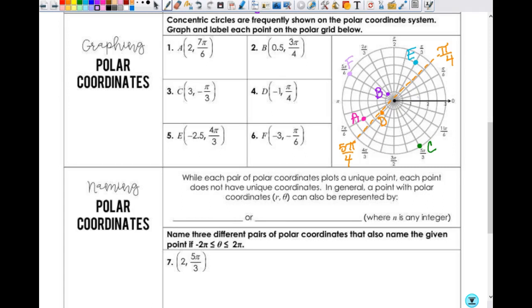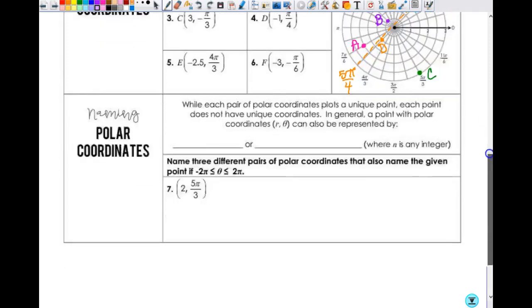Okay, so we'll take a point that's in the polar coordinate system. We can convert it to rectangular, so we could graph it on an X and Y axis and end up in the exact same spot. Okay, we good? Questions? All right, so let's look at what else we're going to do with this.